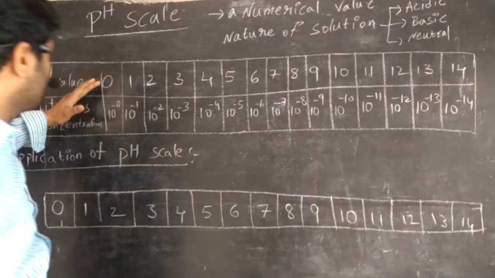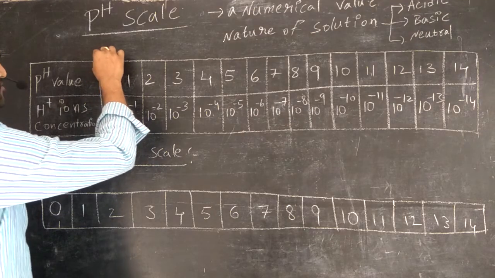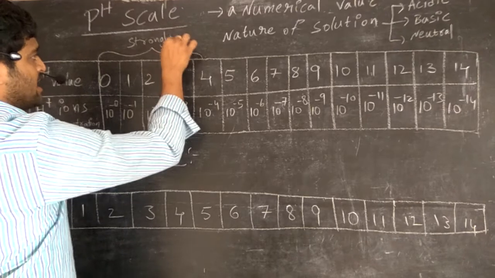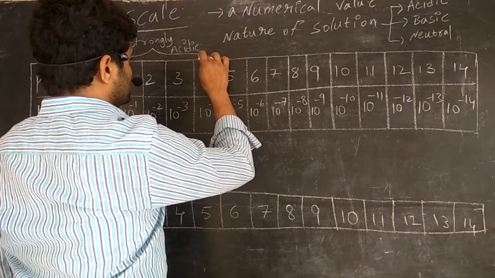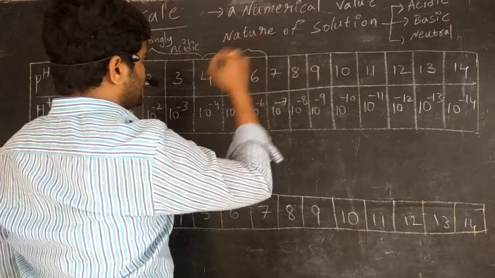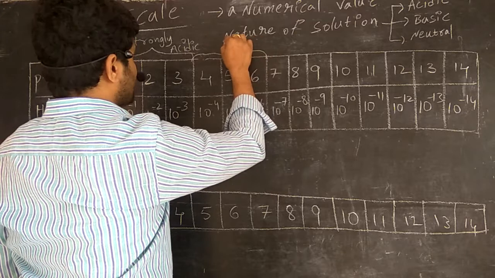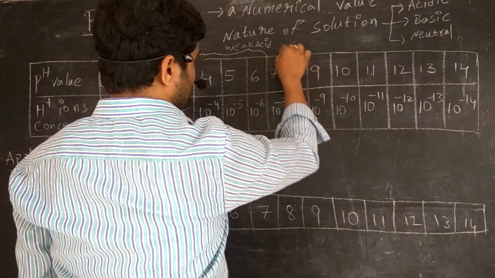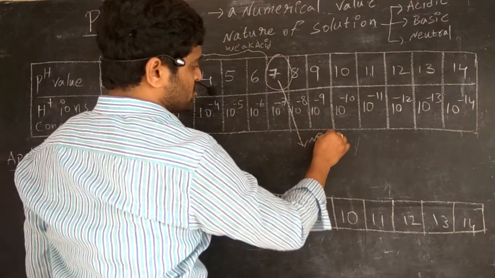The pH value lies between 0 to 14. If a particular solution has a pH value between 0 to 3.5, that is strongly acidic. If a solution has a pH value between 3.5 to 6.9, it is considered a weak acid. The solution which has the value 7 is called a neutral solution.